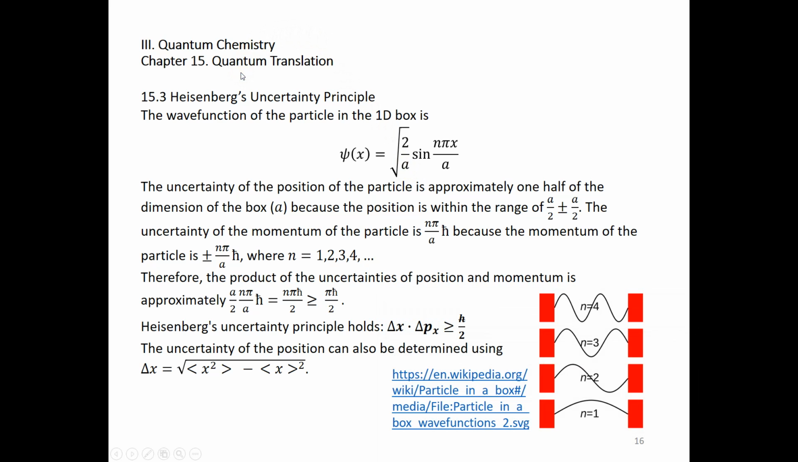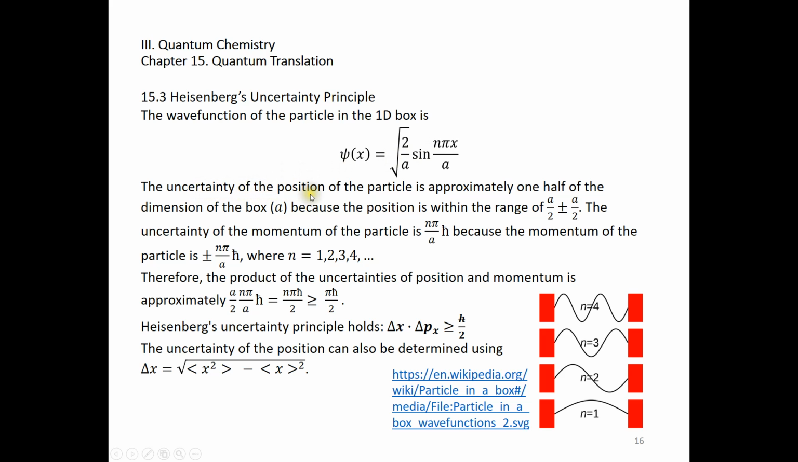Chapter 15, Quantum Translation, Section 15.3, Heisenberg's Uncertainty Principle. The wave function of the particle in the one-dimensional box is the square root of 2 over a times sine n pi x over a. A is the box length, n is the quantum number.